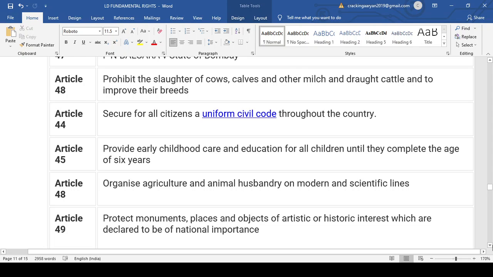Slowly they should be bringing the uniformity. That's this much discussion. I guess this is more than enough for you now.